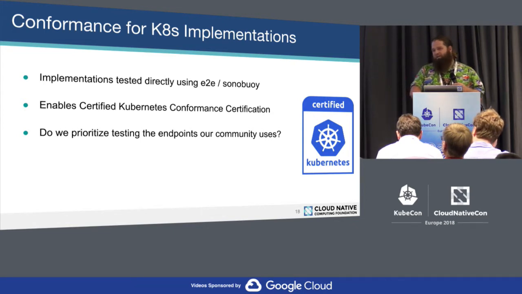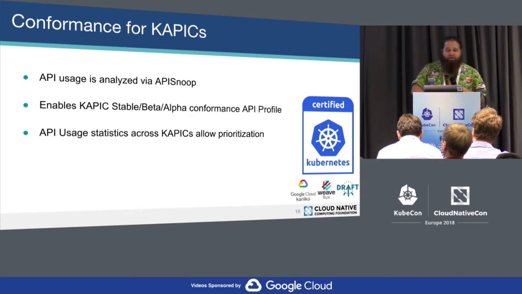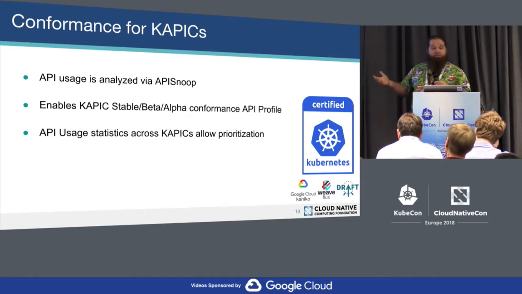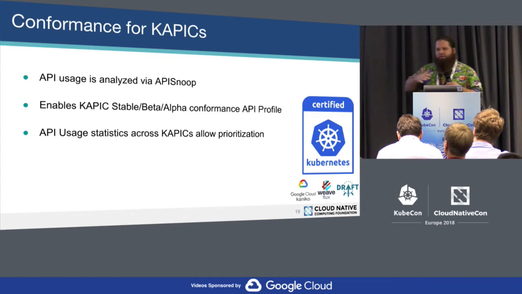And we might look at not just having conformance for our Kubernetes instances, but for our Kubernetes KPIs or Kubernetes applications. Again, we're going to have this information. We're analyzing it via APISnoop, and we can tell whether a KPI is stable, beta, or alpha, and that'll allow us to know whether it's going to work on the next release for sure or not.